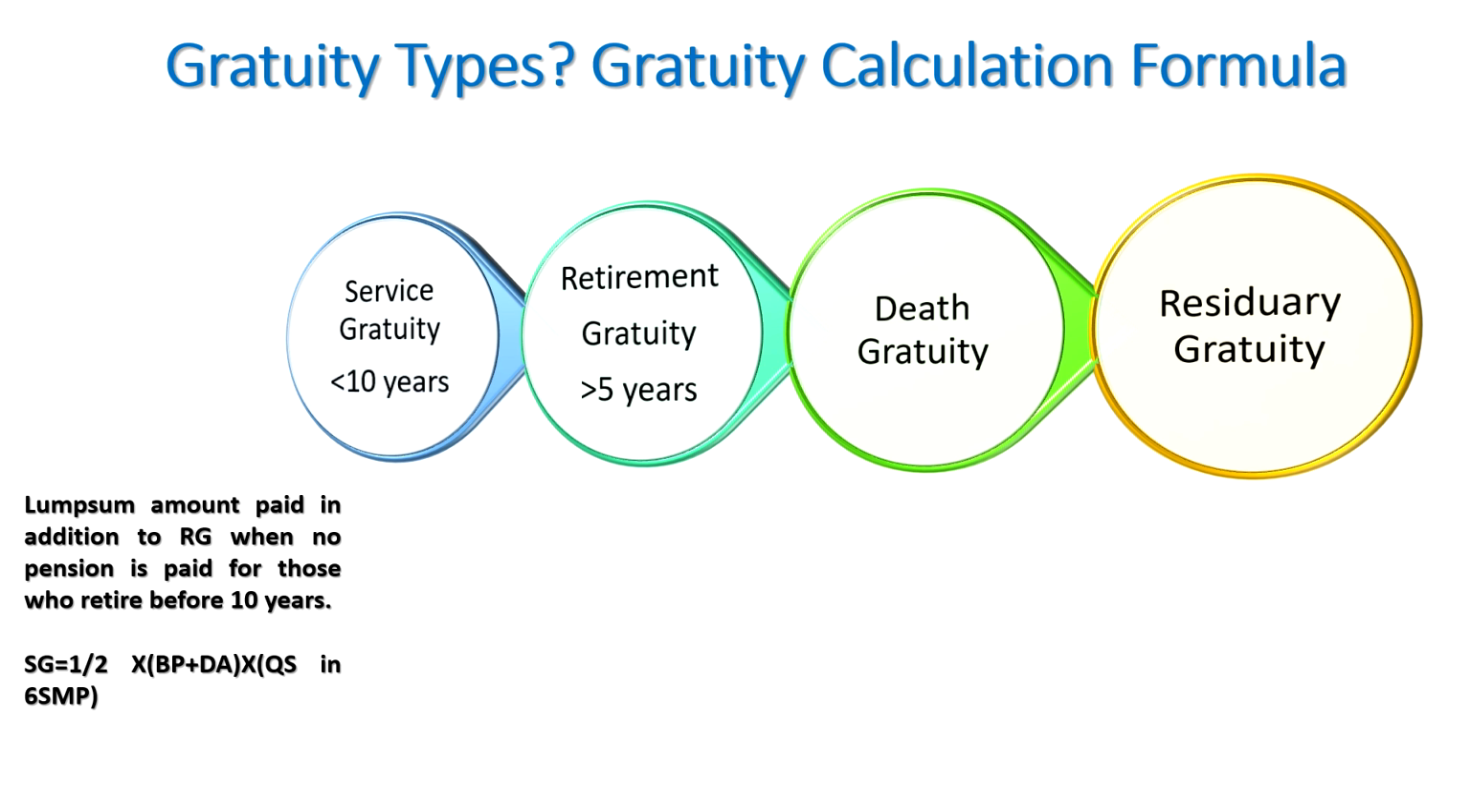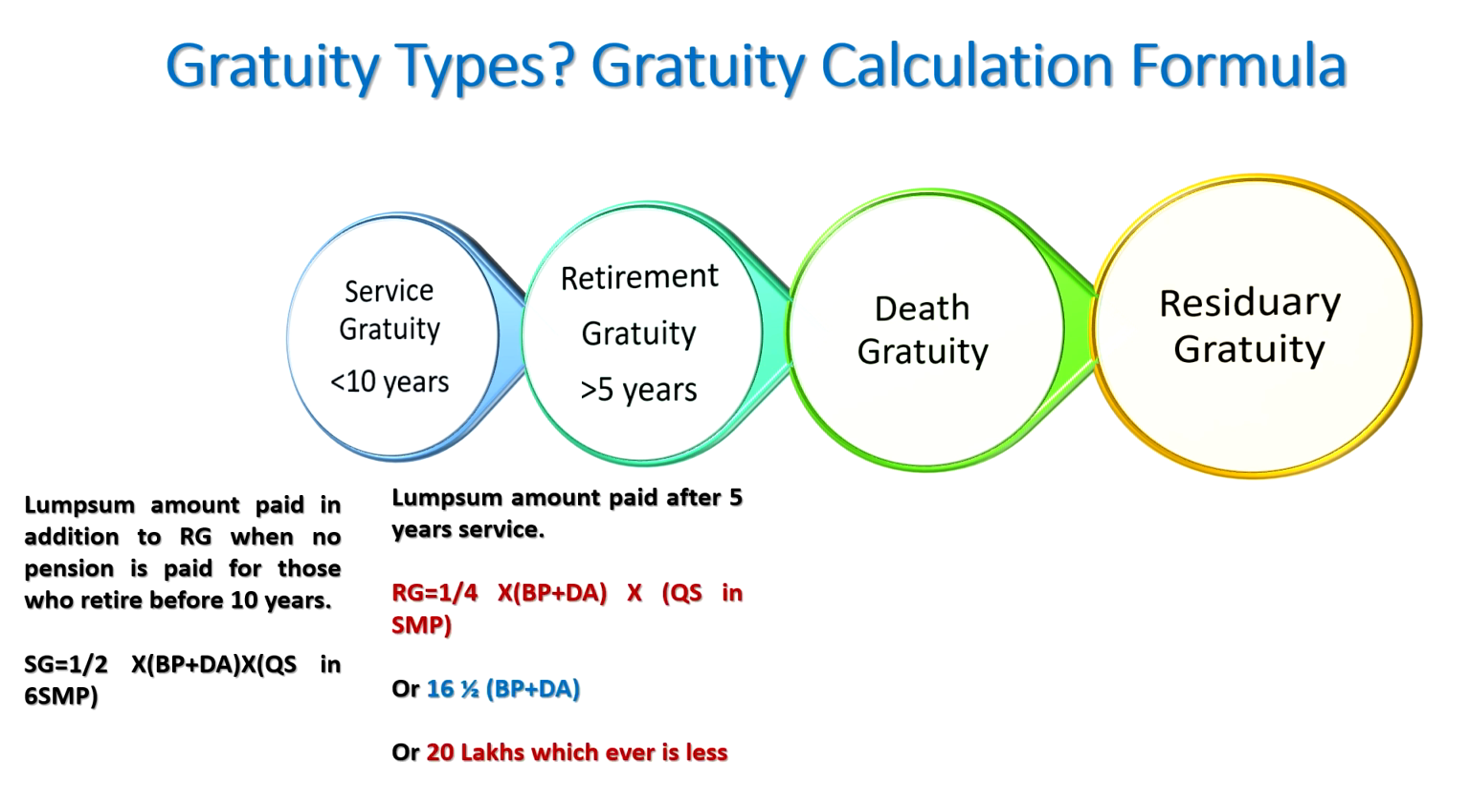What is the gratuity calculation formula for the service gratuity? It is half of the basic pay plus DA into qualifying service in 6 monthly periods. Say suppose your service is 10 years, then the 6 monthly periods will automatically be 20. It is double the qualifying service, because there are 2 six monthly periods in a year. And retirement gratuity, a lump sum amount, will be paid after 5 years of service once you retire.